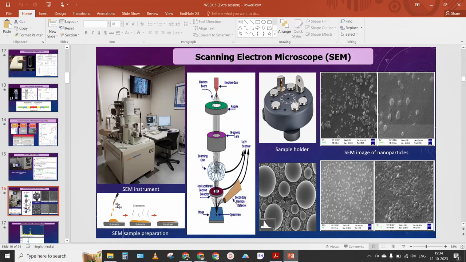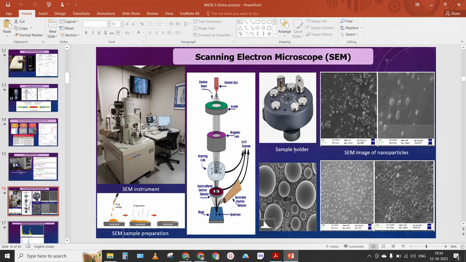Then we'll leave it for 24 hours to evaporate the ethanol or solvent. Then it will get dry through 24 hours. Then this is the principle of the scanning electron microscope. So this is a sample holder of that scanning electron microscope.